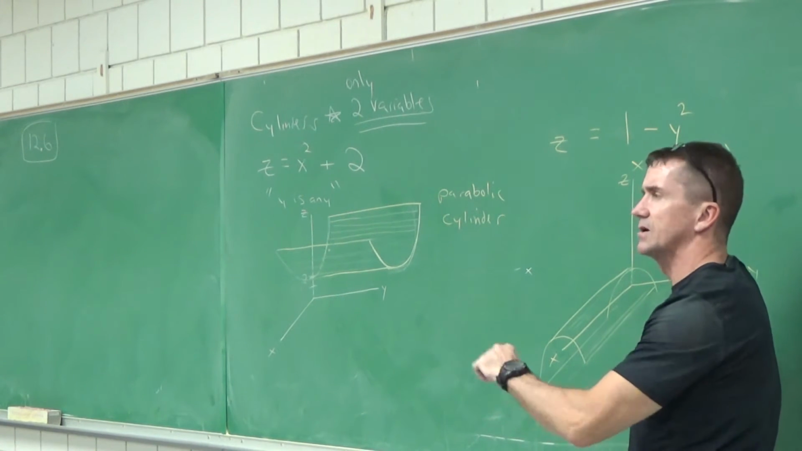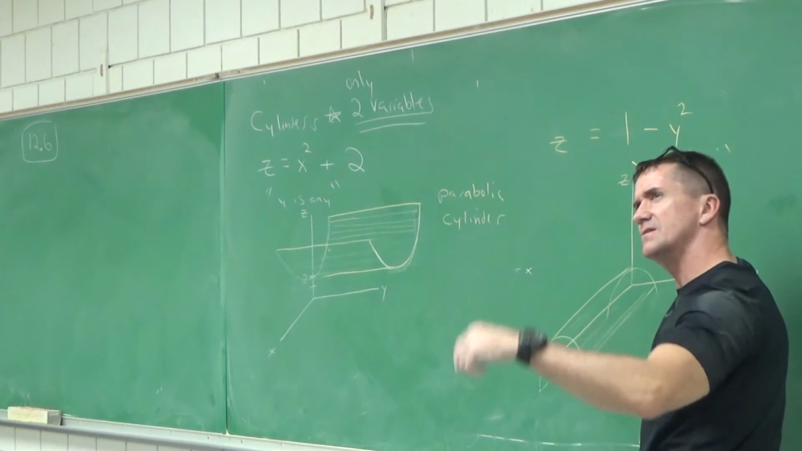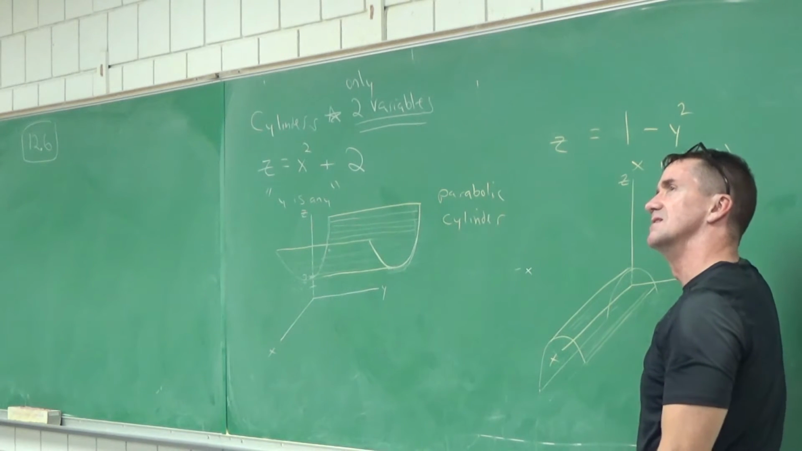So when you drive out tonight, you're going to be looking at shapes on the side of the roads going, it's kind of like the parabolic cylinder we did. No?